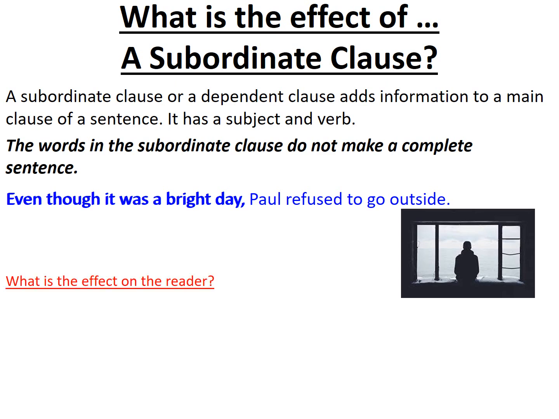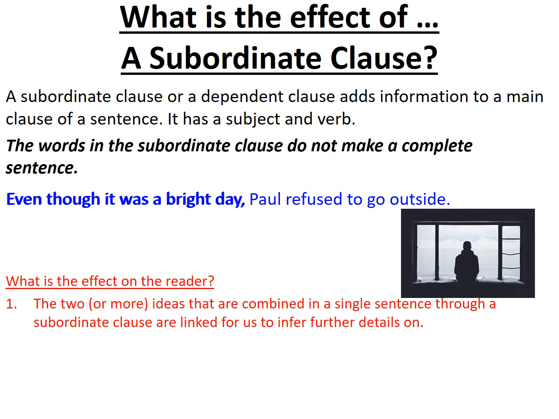The first clear effect of using a subordinate clause, by very nature of using a complex sentence, is that the two or more ideas that are combined in the single sentence through the subordinate clause and the main clause being linked together push us on as readers to infer further details on what is happening. For example, in the sentence that I've just shared with you, the fact that Paul refuses to go outside even though it's a bright day suggests he has some struggles about moving outside or some deeper worries that keep him indoors. It helps us to infer that information very clearly.